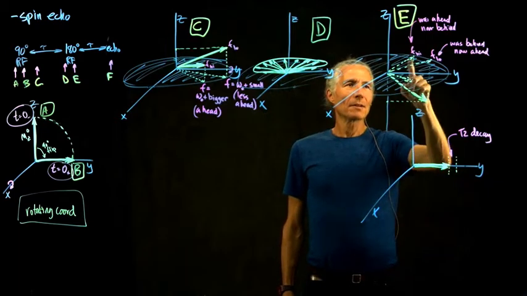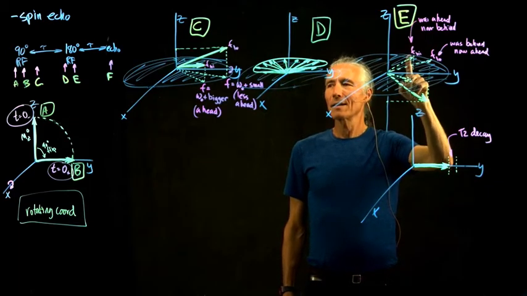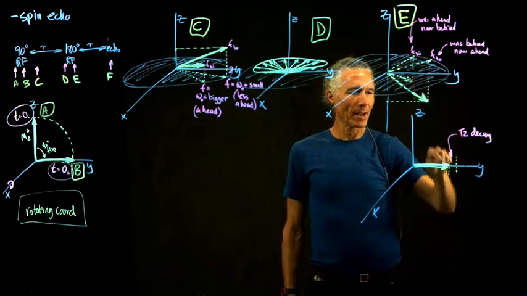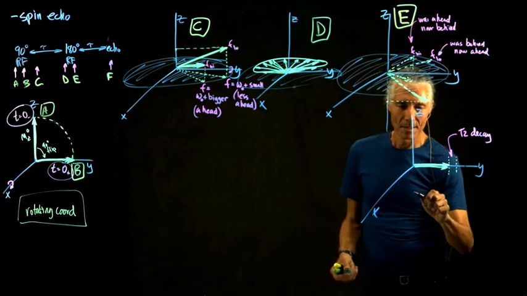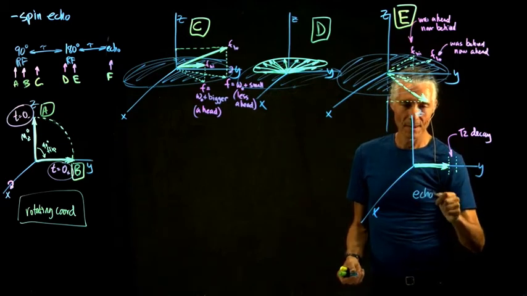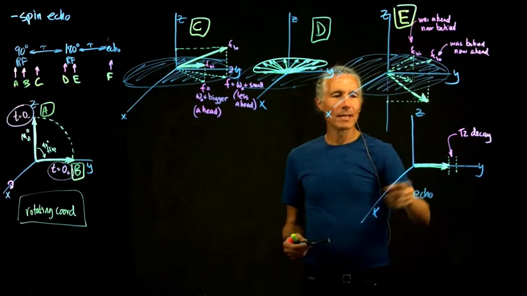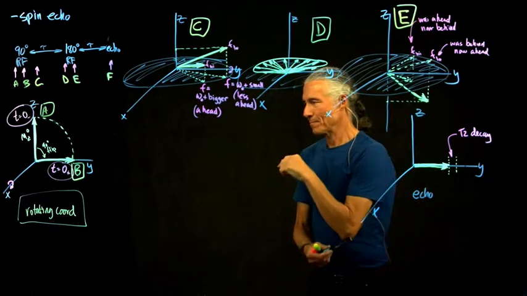And then the guy that was more ahead is now more behind, and so eventually he'll come back and they'll all come back into phase. And so this is the echo. This is the echo. Because the vector is nice and big, the sum vector is nice and big.